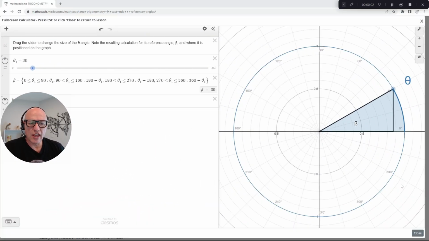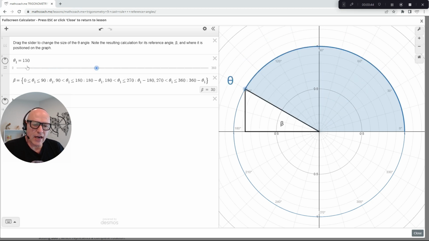We can use this Desmos calculator to explore that a little further. We have a slider here to change our angle theta, and we also have a piecewise function here to calculate the value of beta based on the value of theta. So looking at this, when theta is 30 degrees, from here to here, it's 30 degrees. Our angle beta is also equal to 30 degrees, and that's this part of the piecewise function. When theta is between 0 and 90 degrees, then beta is equal to theta, 30 degrees in this case. Now, let's move this along.